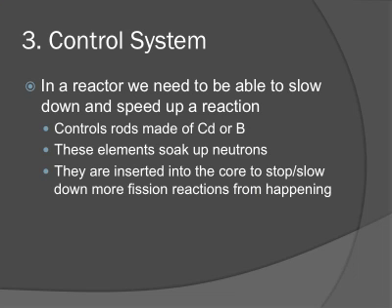Okay, so let's talk about a control system now. Because remember, this is a chain reaction. Once you start a nuclear reaction, there is no way to stop it. All you can do is slow it down and hope that they run out of neutrons and the reaction can no longer take place. So we need to have something that can slow down and speed up a reaction.